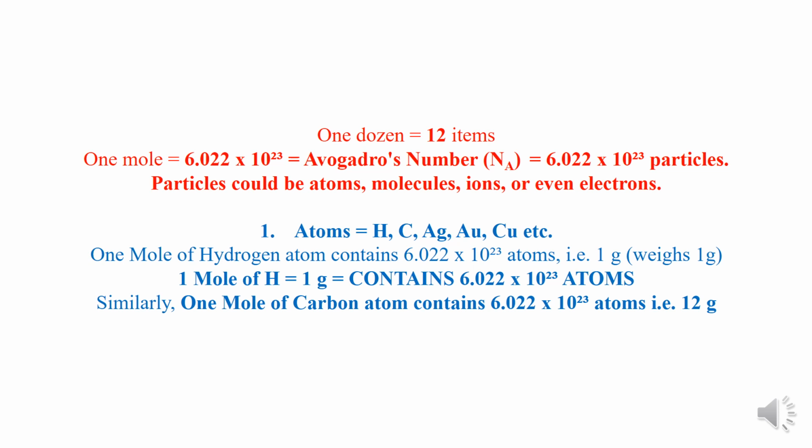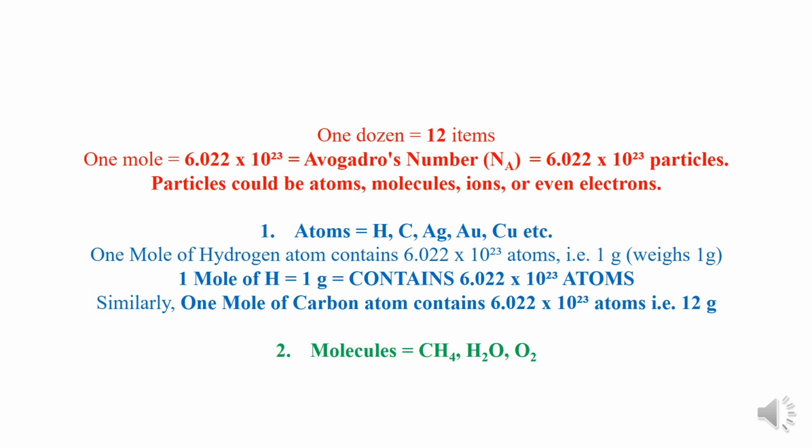Similarly, 1 mole of carbon contains Avogadro number of atoms, that is 12 grams. So where do we get this number 12? It is the atomic weight, that is the total number of protons and neutrons present in the nucleus of the carbon atom. So a carbon atom contains 6 protons and 6 neutrons in the nucleus. When we sum it up, we end up with 12. So the atomic weight of hydrogen is 1, containing Avogadro number of atoms. The atomic weight of carbon is 12, containing Avogadro number of atoms.